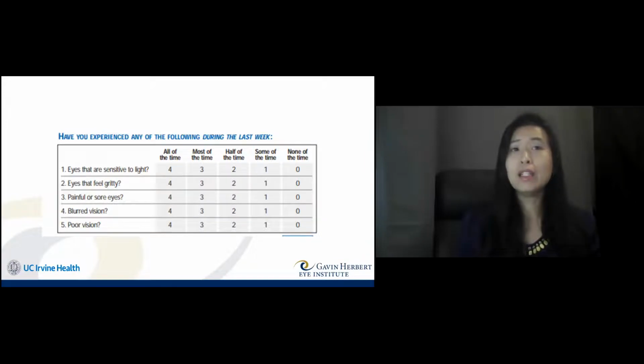Have you experienced any of the following symptoms during the last week? And you're going to rank this on a scale of 0 to 4, with 0 being none of the time and 4 being all of the time. So the first symptom is eyes that are sensitive to light. And the second question is eyes that feel gritty. The third one is painful or sore eyes. And the fourth is blurred vision. And the fifth is poor vision. So write a numerical score for each of those 5 questions, depending on how often you have experienced that particular symptom in the last 1 week.